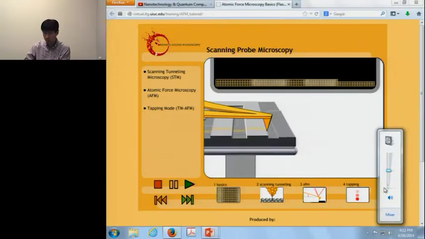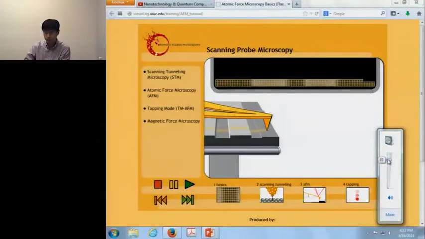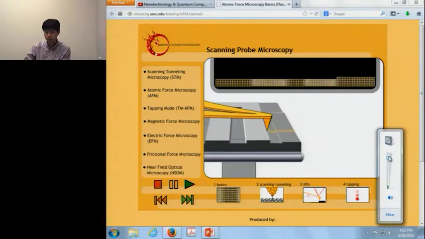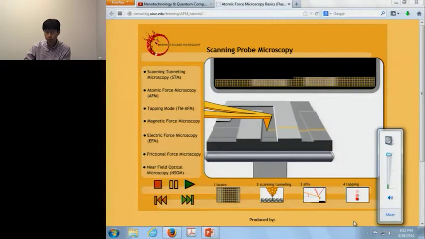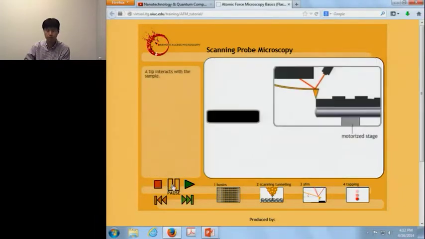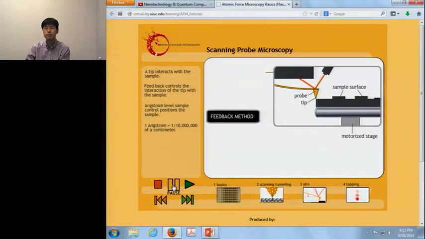Tapping mode microscopy, magnetic force microscopy, electric force microscopy, frictional force microscopy, and near-field optical microscopy are a few examples of a long list of scanning probe techniques in use today. All scanning probe techniques have a small probe, a feedback method, and fine control of the distance between the tip and the sample surface. Various methods are used to send a signal to the feedback.